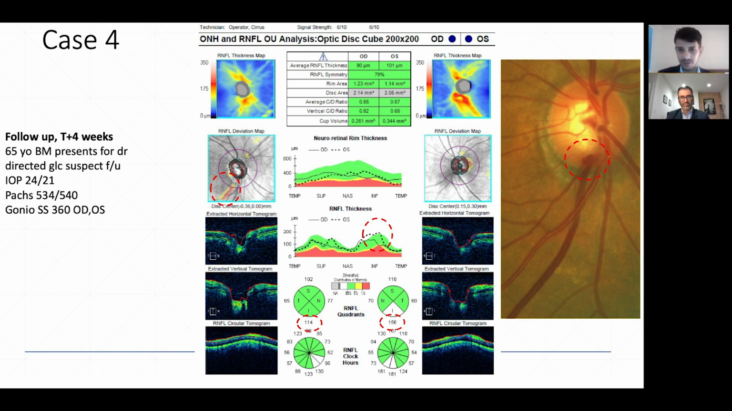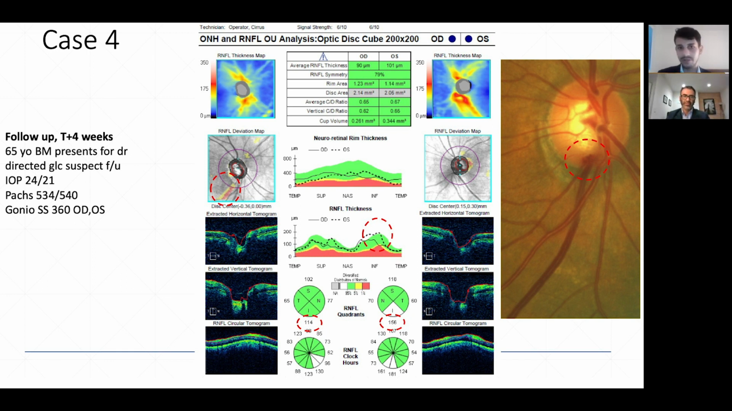The asymmetry, 114 in the right eye versus 156 in the left eye, corresponds really well with the disc hemorrhage that we saw and the bigger cup in the right eye. And that also corresponds with our deviation map, our TSNIT asymmetry, and our average RNFL thickness asymmetry. So this is what we were talking about before, where even though the quadrant is green, you can clearly see that RNFL defect, even though you might not see an RNFL defect clinically, right where that disc hemorrhage is.